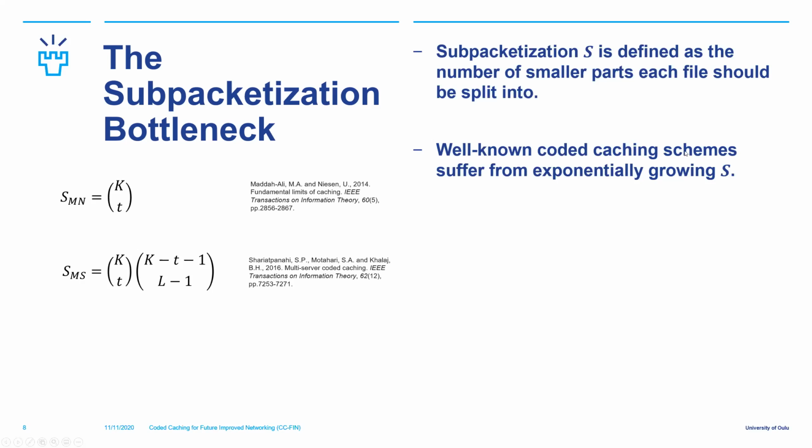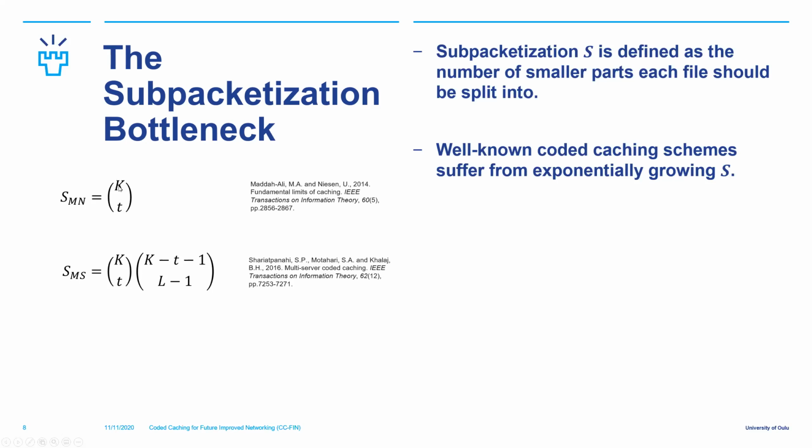Well-known coded caching schemes suffer from exponentially growing subpacketization. For example, the original coded caching scheme, the single antenna scheme, requires subpacketization of K choose T, and the original multi-antenna scheme requires subpacketization of K choose T multiplied by K minus T minus 1 choose L minus 1. Just to recall, K is the number of users, T is the coded caching gain, and L is the number of antennas. And it's obvious that both of these grow exponentially with respect to the number of users.